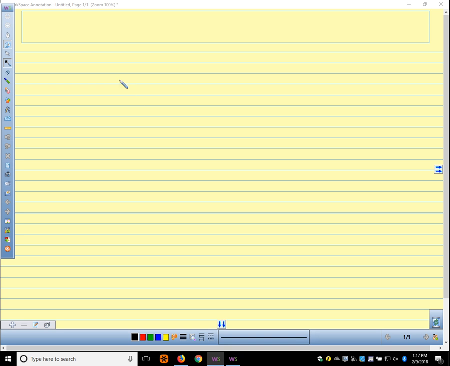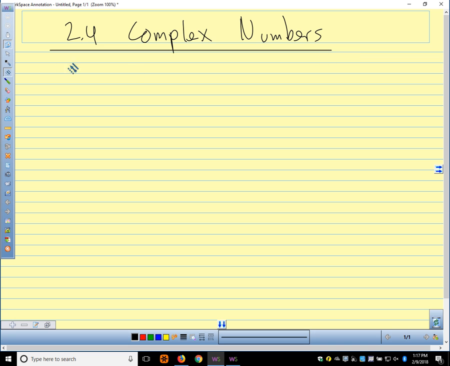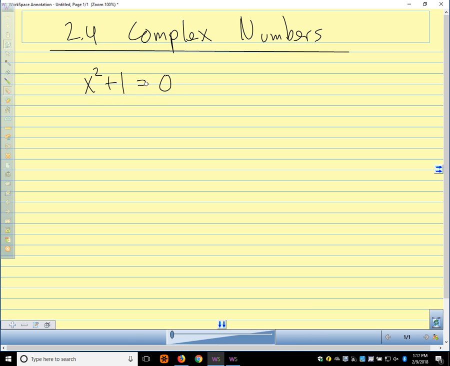All right, so we're in section 2.4. Complex numbers. I want to start with a very simple equation: x squared plus 1 equals 0. It's a nice equation, not complicated. We would think that something like this we should be able to solve fairly easily.